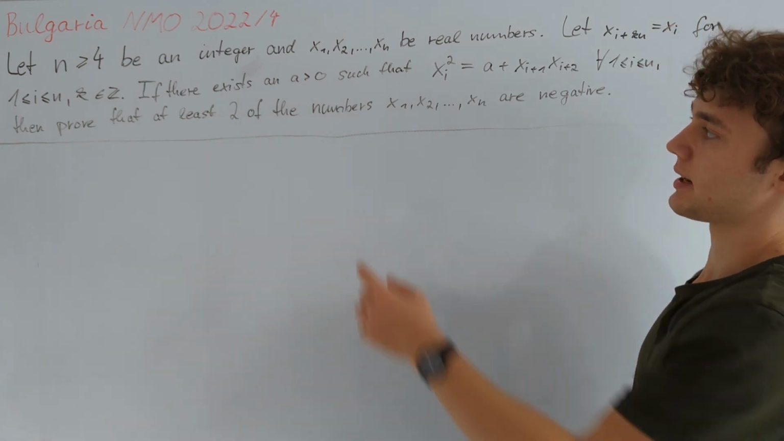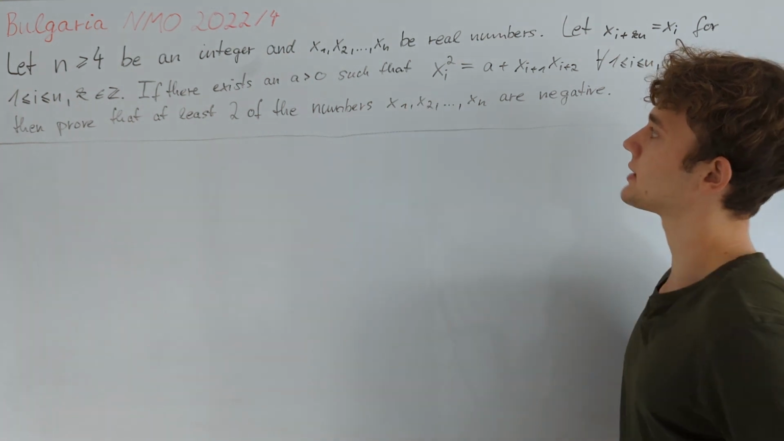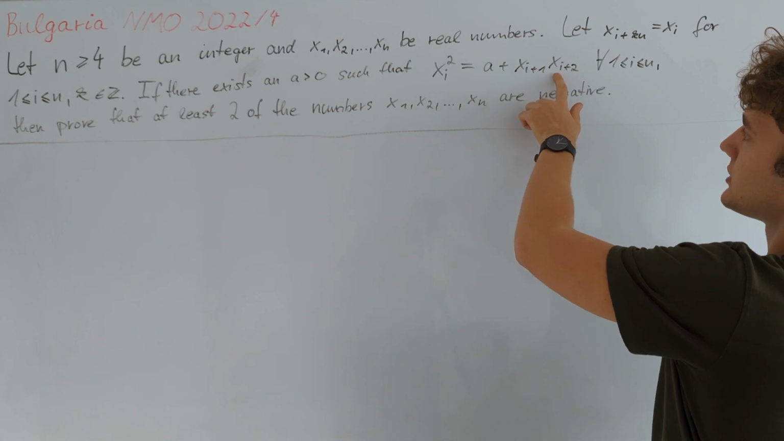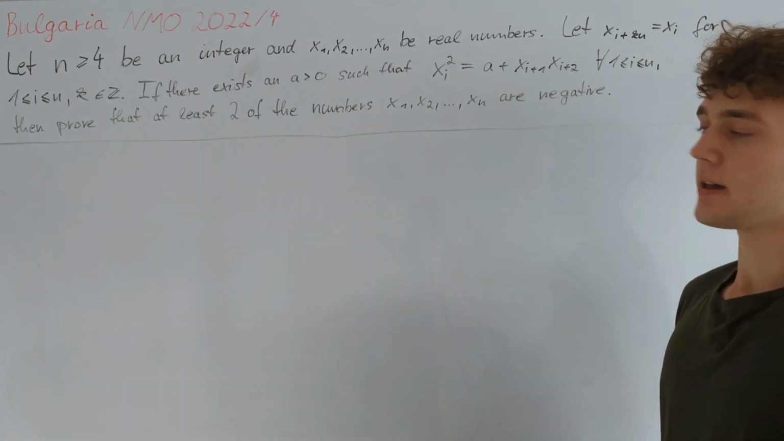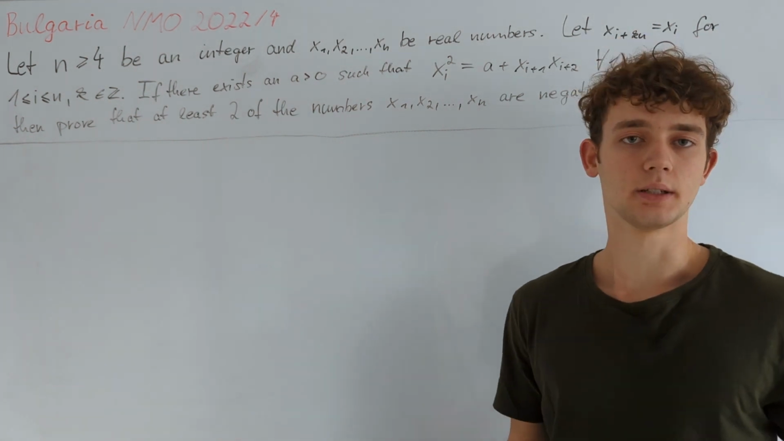If there exists an a greater than 0, some real number, such that xi squared is equal to a plus xi plus 1 times xi plus 2 for all i between 1 and n, then we shall prove that at least two of the sequence members are negative.